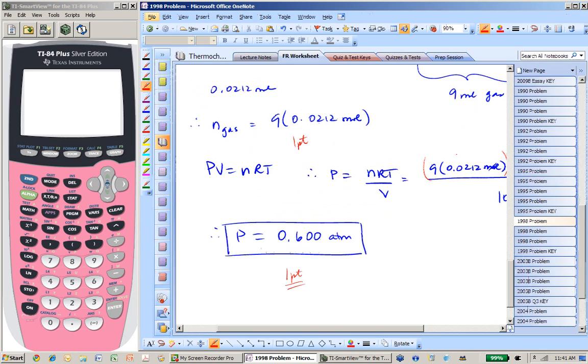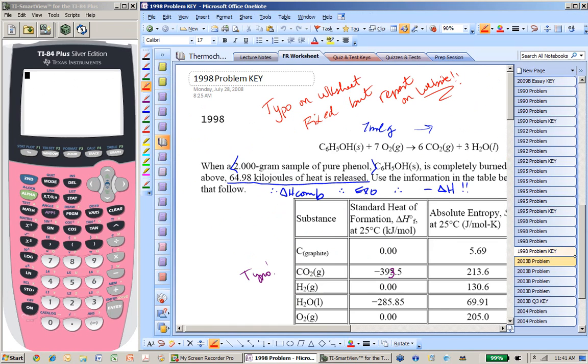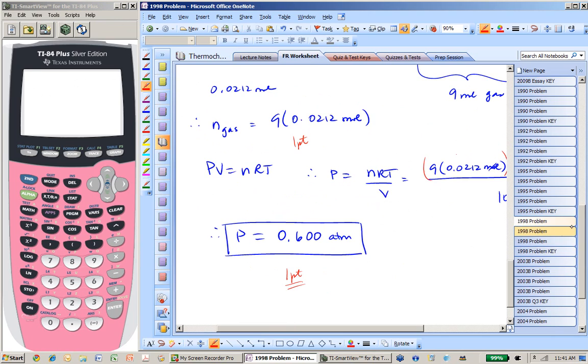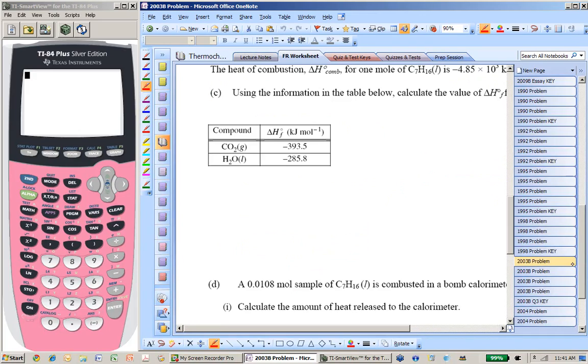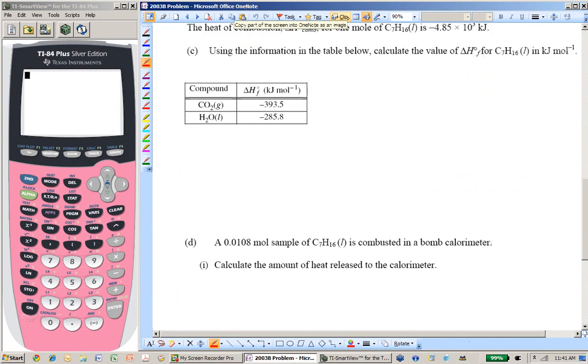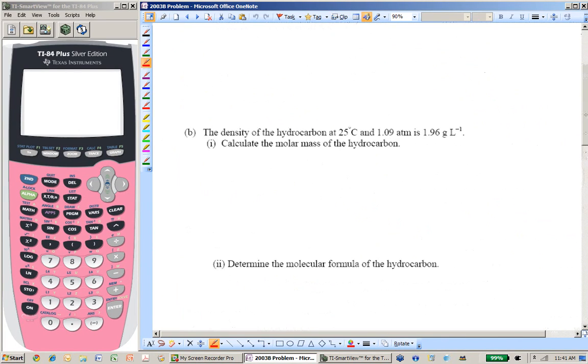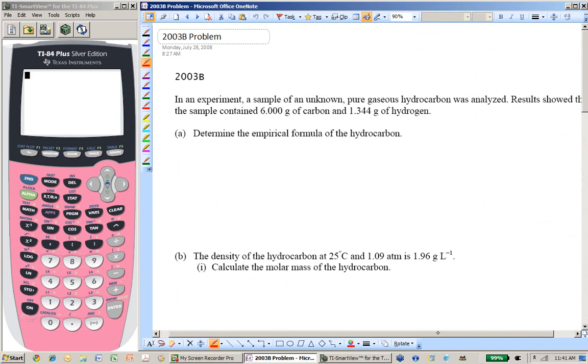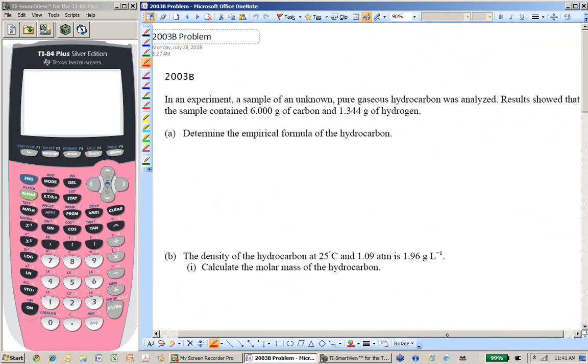So moving onward, we're going to go to 1998. Oh wait, that's what we just did. Sorry, we're going to go on to 2003. Yeah, 2003B. B means it's the exam that's given across the international date line because you little buggers cheat. 10 points on this one.